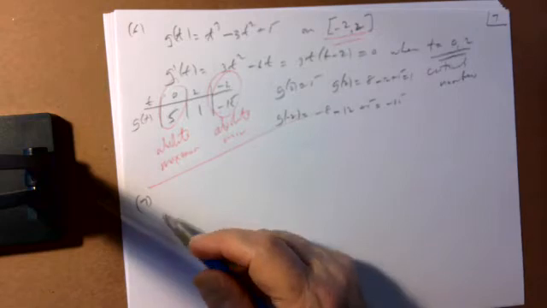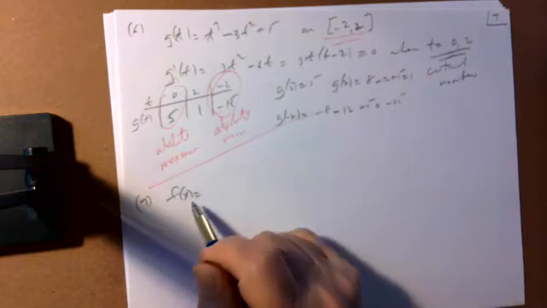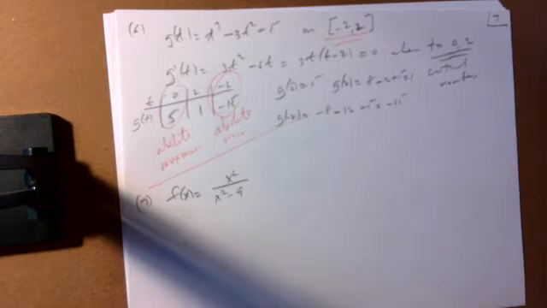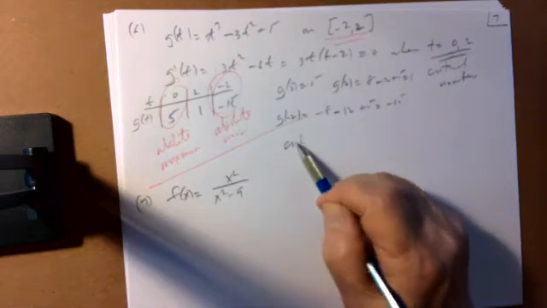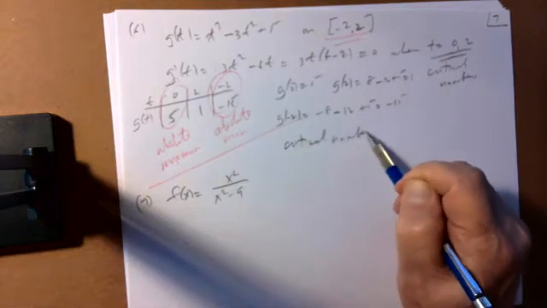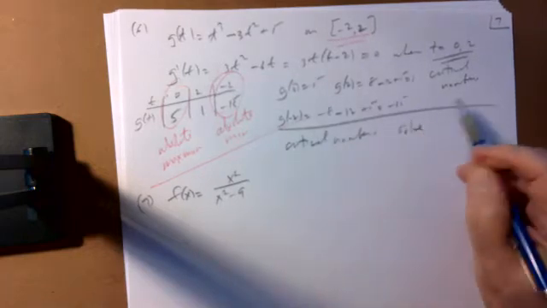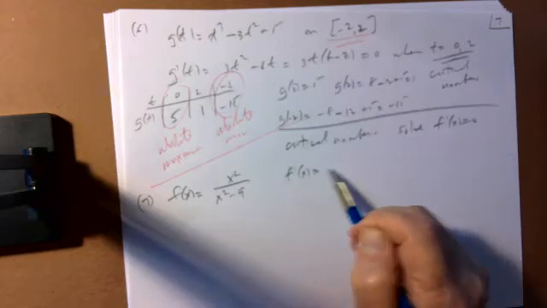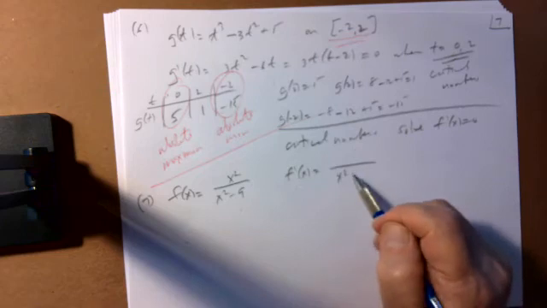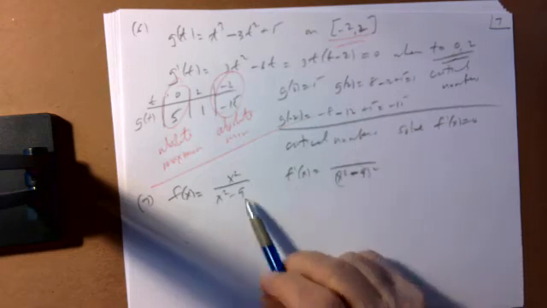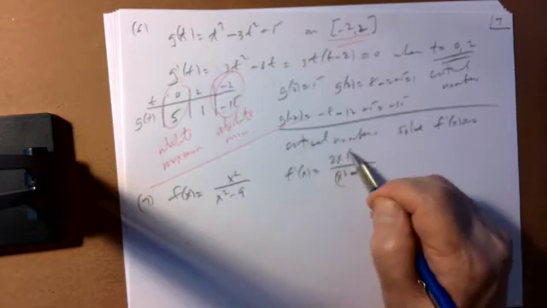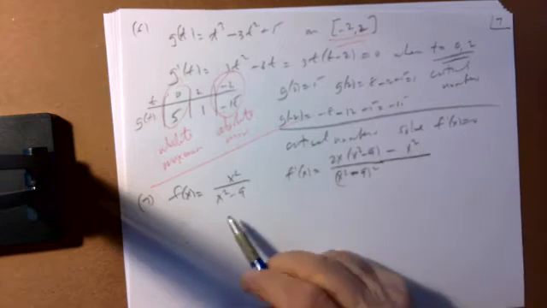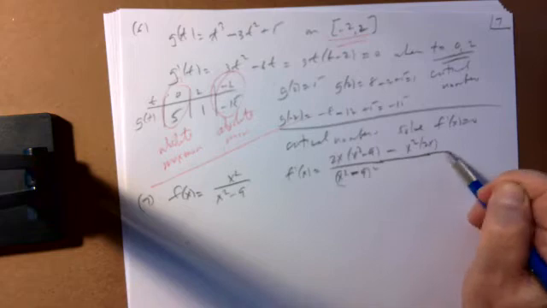Okay. Problem 7, we have the function f of x equals x squared over x squared minus 9. And we want to find the critical numbers. That means we have to solve f prime of x equals 0. So what is f prime of x? By the quotient rule, it's x squared minus 9 all squared, the derivative of the numerator times the denominator minus the numerator times the derivative of the denominator.